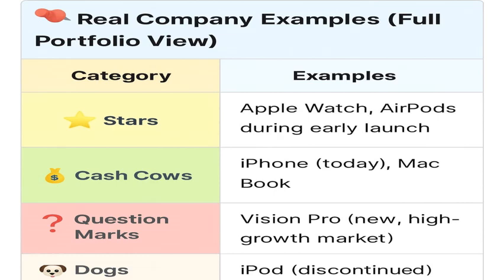So, a real company example. We can take the example of Apple company. So the category and example: Apple Watch and AirPods during early launch were categorized as stars.